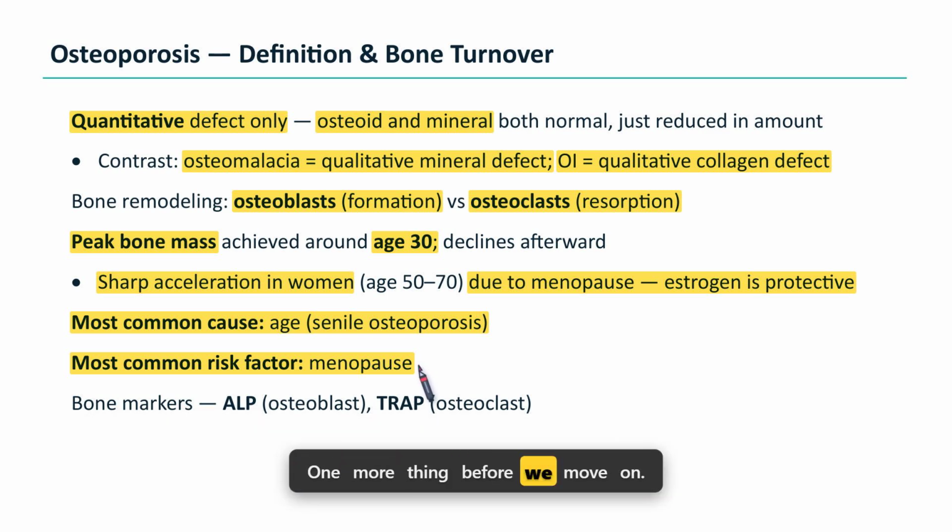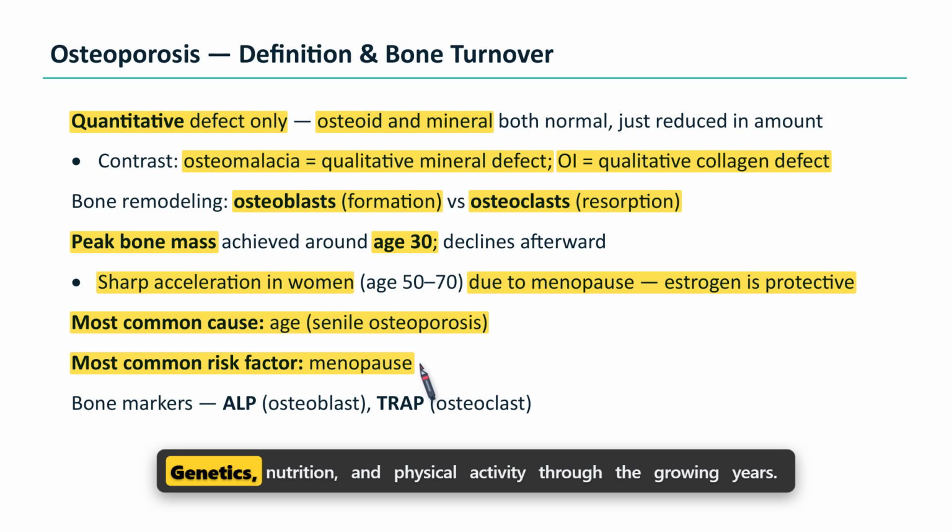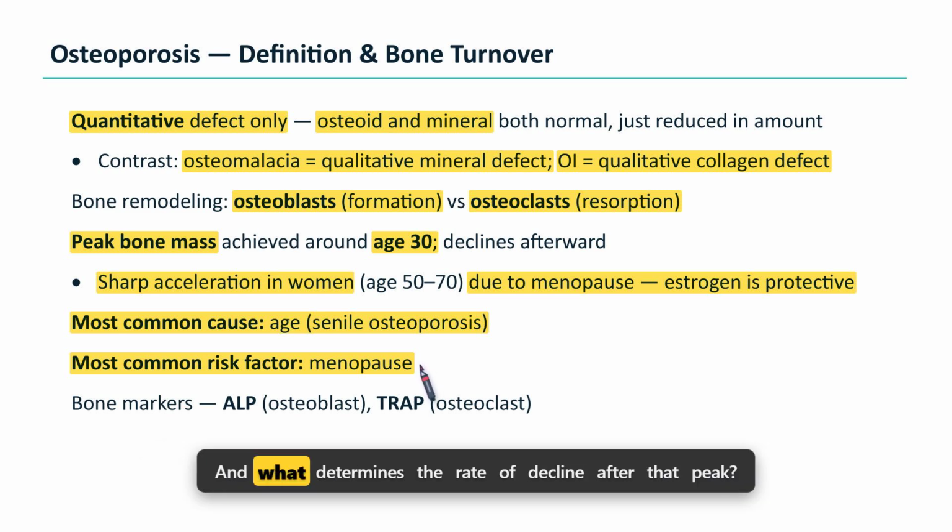One more thing before we move on. What determines your peak bone mass? Genetics, nutrition, and physical activity through the growing years. And what determines the rate of decline after that peak? Again, genetics, race, and activity and nutritional status.